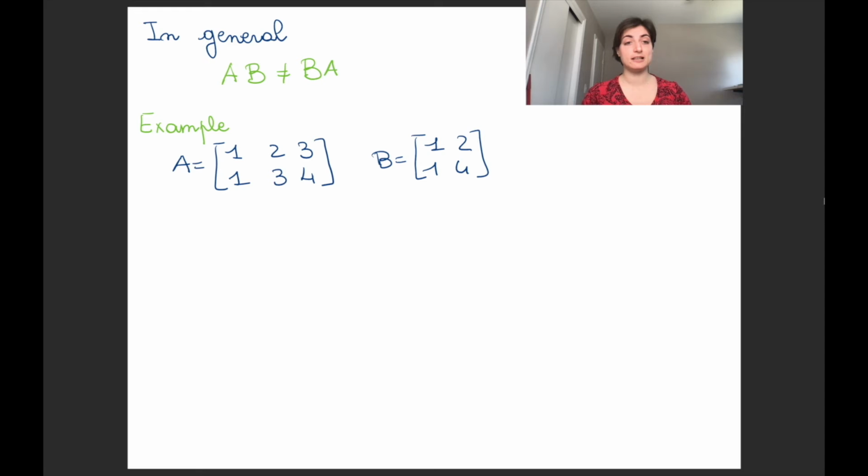Let's do an example of multiplication. So we have a matrix 1, 2, 3, 1, 3, 4, and a matrix 1, 2, 1, 4.